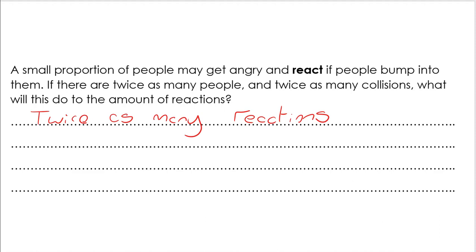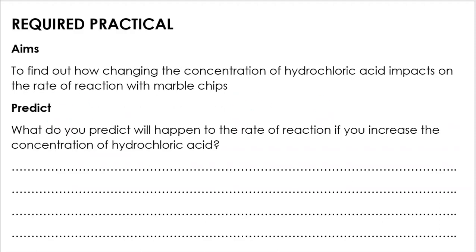And if we think about this in the model, what we're seeing here is the people are the particles. If you double or treble or quadruple the number of people, just like you double, treble or quadruple the number of particles, then you are doubling, trebling or quadrupling the number of collisions, and you are therefore doubling, trebling or quadrupling the number of successful collisions and therefore reactions. And that's why we get the impact on rate. Now there is a practical that goes with this.